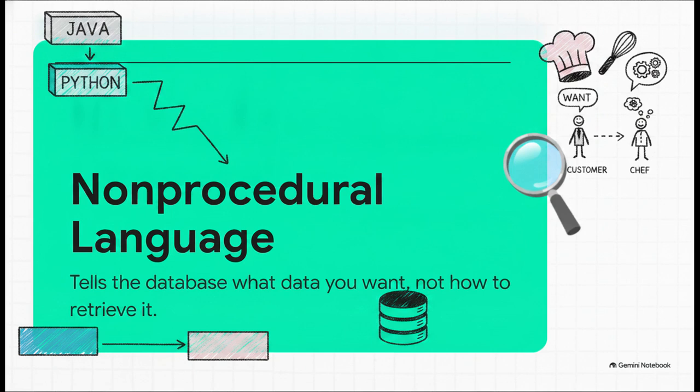Think of it like being a customer in a restaurant. You simply look at the menu and tell the waiter exactly what you want. You don't go into the kitchen and tell the chef how to cook it, right? In SQL, you just tell the database what data you need, and you let the system's internal optimizer figure out exactly how to navigate the complex data structures to cook it up and serve it to you.